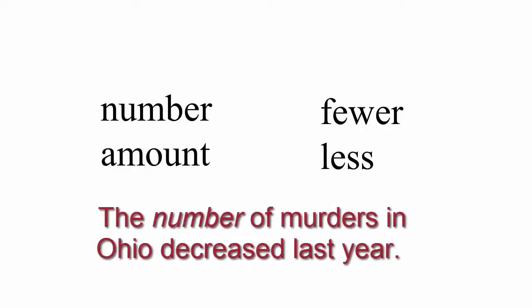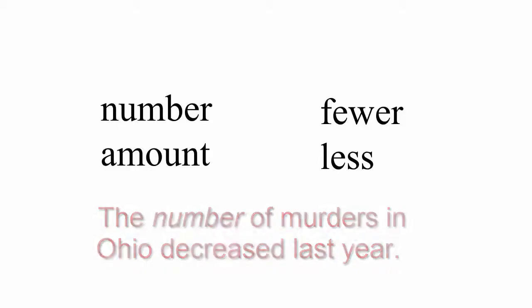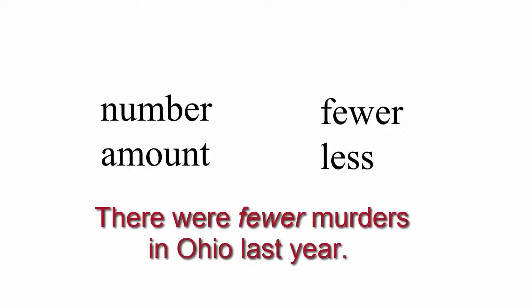So as an example, if I am talking about murders in the state of Ohio, that is something that is actually countable, it's quantifiable, it's a number. And so I would, for example, say the number of murders in Ohio decreased last year. I would not say the amount of murders decreased last year, because it is finite, it is countable, so we use the word number. And the same thing goes with fewer. I would say there were fewer murders in Ohio last year. I wouldn't say there were less murders in Ohio last year, because it is something that is quantifiable.